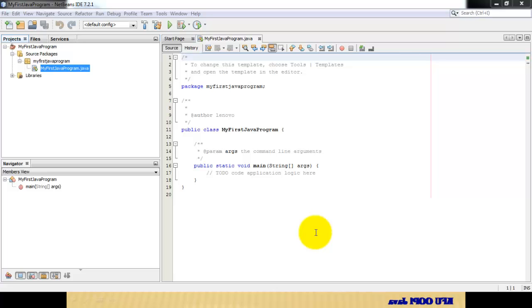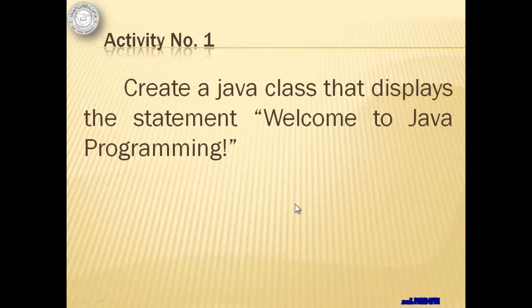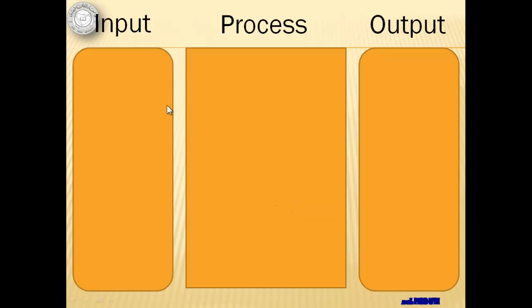The most basic statements that we need to learn are how to display information on screen and how to input data. We will make this tutorial easy to understand by always providing an activity and understanding it using IPO Chart or Input Process Output. Let's start with activity number 1. We will create a Java class that displays the statement Welcome to Java Programming. There's no input in this activity, no process to be done, and the only output is to display the statement Welcome to Java Programming.